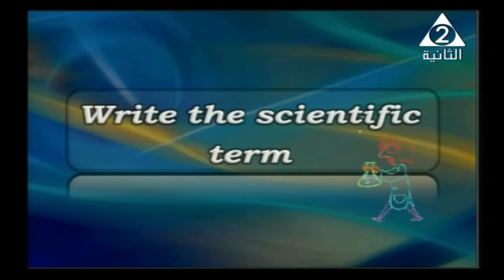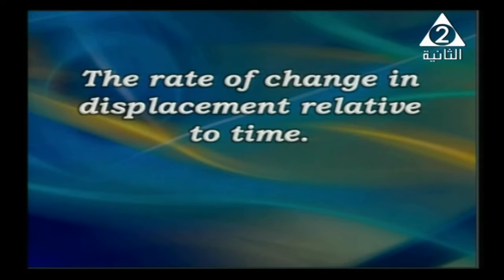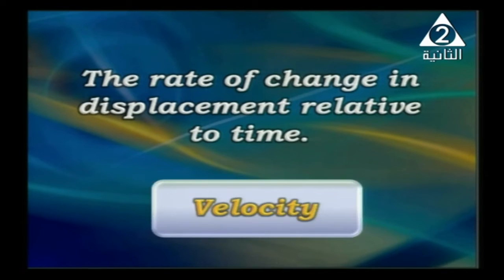Another one. Write the scientific term. It's very important for you to find out the meaning of each sentence here. Each sentence needs one rule or one concept, one scientific term. The first one: the rate of change in displacement relative to time. Displacement relative to time means velocity. Because here we have displacement and time, so we have velocity. If I have distance and time, we have speed. Or if I have speed and time, it means acceleration.